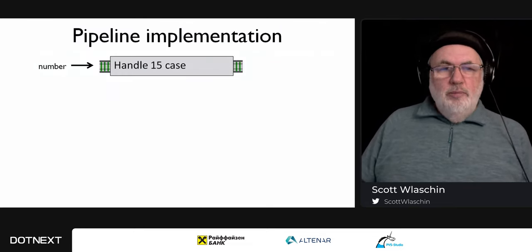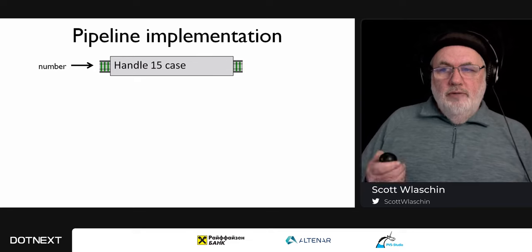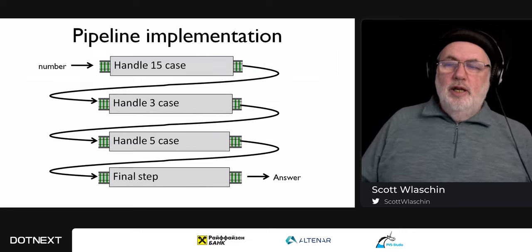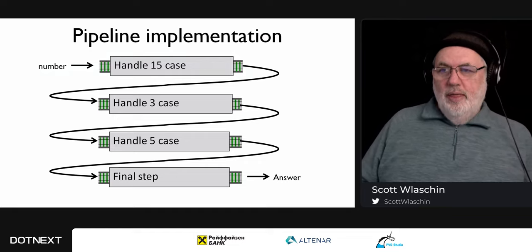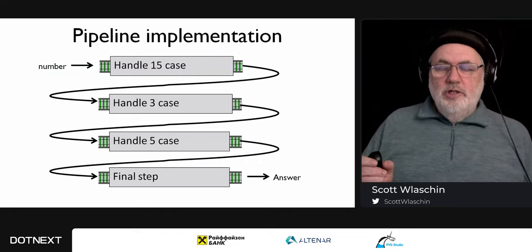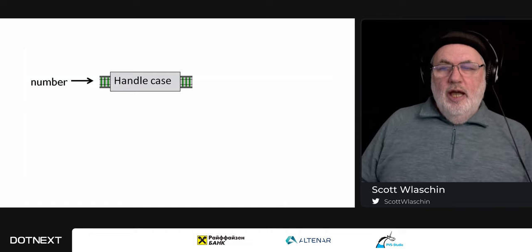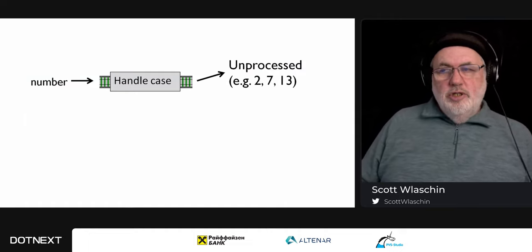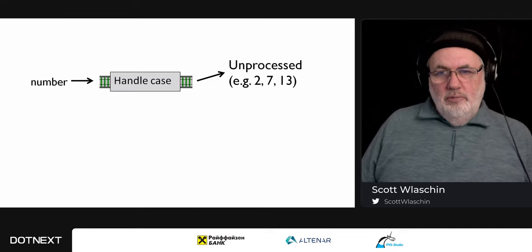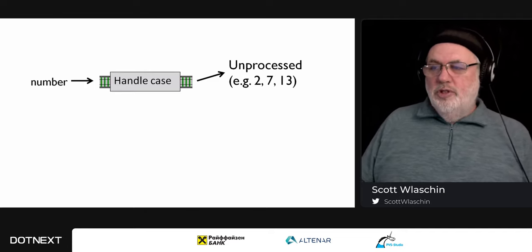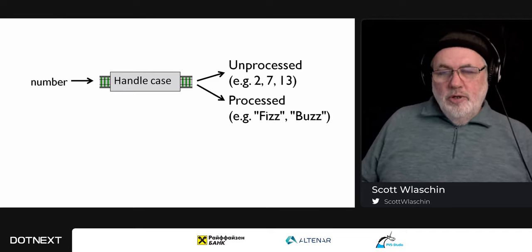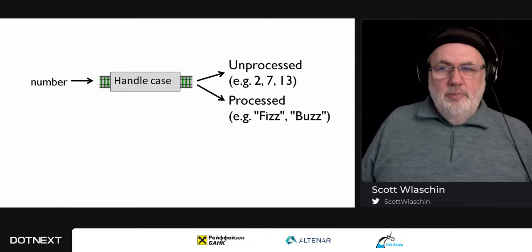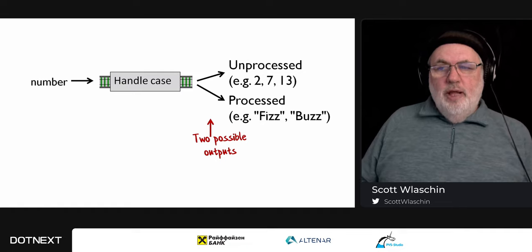So here's the pipeline implementation. We're going to handle the first case, and then we're going to handle the second case, and then the third case, and then the fourth case, or the last case. Right? We're going to build a bunch of little steps, individual components. Now, how do we handle a case? Well, there's actually two choices. The first choice is that you leave it alone, like you can't handle it, like 2 or 7 or something. And then the second choice is you do handle it, and you put back a string, like fizz or buzz. So there's two possible outputs.